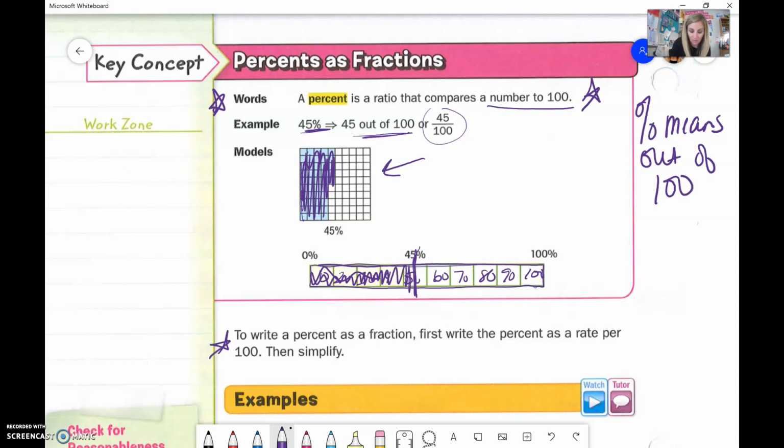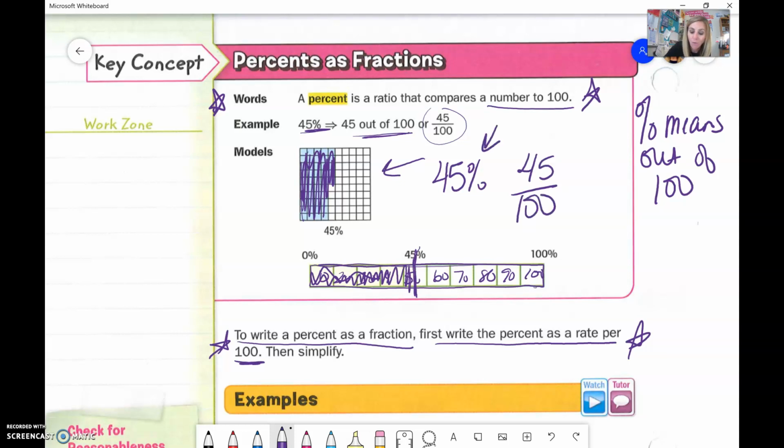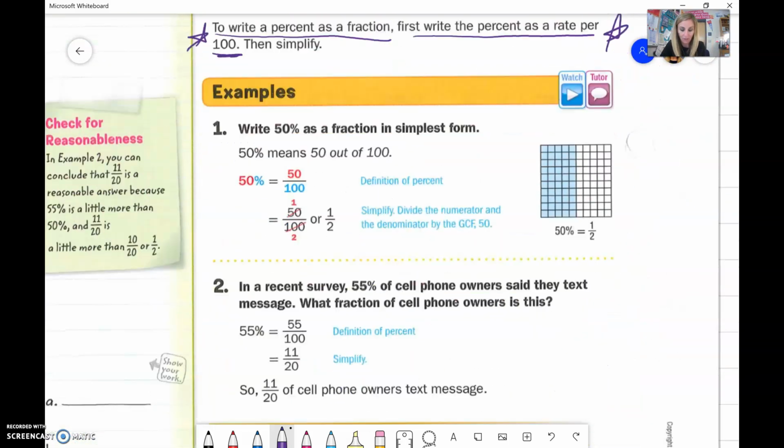So it says right here, this is important. To write a percent as a fraction, we're going to first write the percent as a rate per 100, and then we're going to simplify. So when you see this 45%, we know that that came out of 45 out of 100, because percent means out of 100. Okay, let's take a look down here.